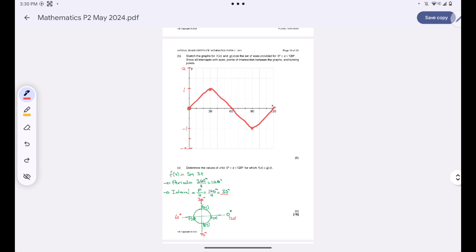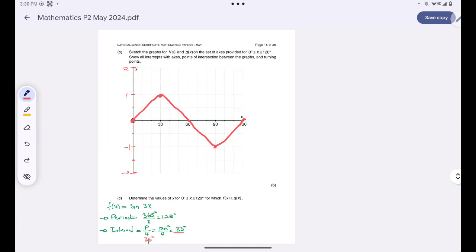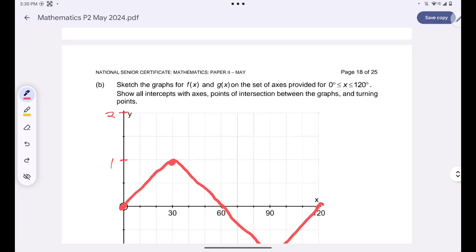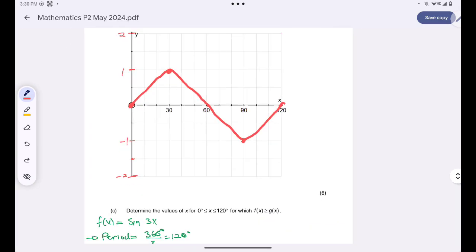That's how my graph will look. Are you together? And then now let's go and draw the graph. Tan.